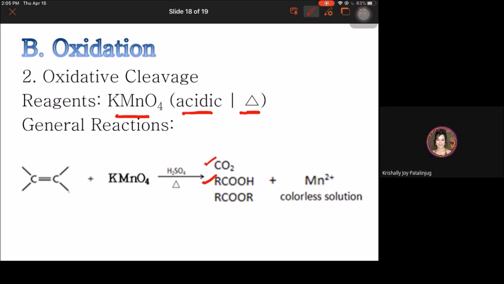And the other one is not RCOR, okay? That should be ketone. R, then CO, then R. It should be ketone. Alright? Then again, this is just a byproduct, so it's up to you if you write it. What I look for is the major product. So how do we know that carbon dioxide is the product? How do we know that carboxylic acid is the product? How do we know that ketone is the product?